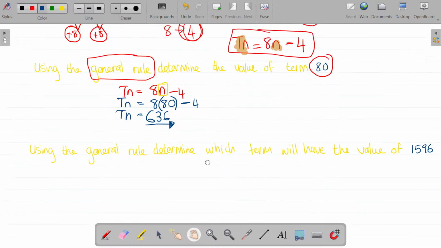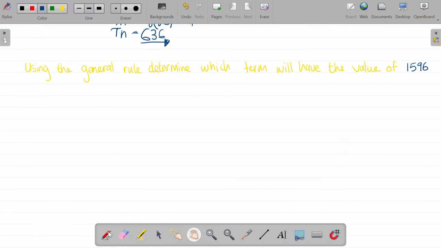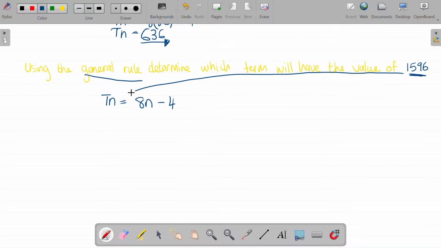Let's have a look at the last question. It takes a little bit longer. So again, it's going to incorporate the couple of questions above. It says, using the general rule, once again, determine which term will have the value of 1596. So what you do again, guys, is you write your general rule that you got, 8n minus 4. And now in this case, we are going to write the 1596. This represents the term number, not the term. So this is going to come in place of my Tn, and we're going to substitute it in there, but not in place of the n this time.